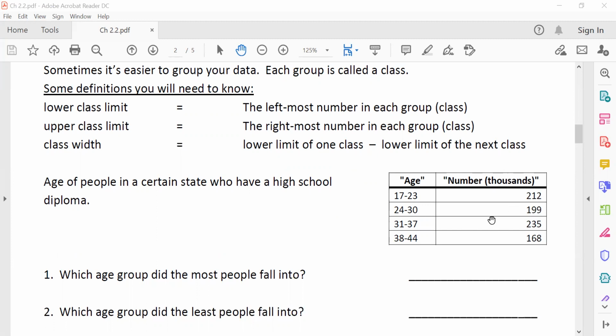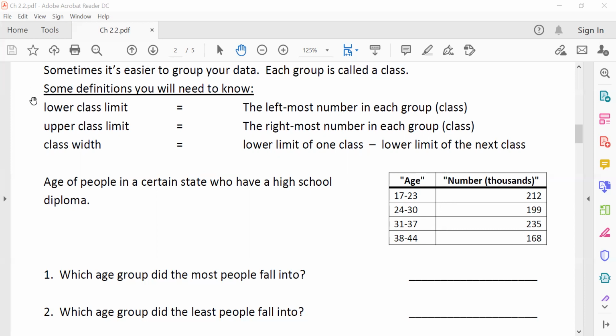So we'll pick a state, looks like it's a smaller state. Then we'll say everyone between age 17 and 23 has a high school diploma, and we will record the ages of those people. We can see that 212,000 fall between 17 and 23, 199,000 fall between 24 and 30, and so on as we go down the list.